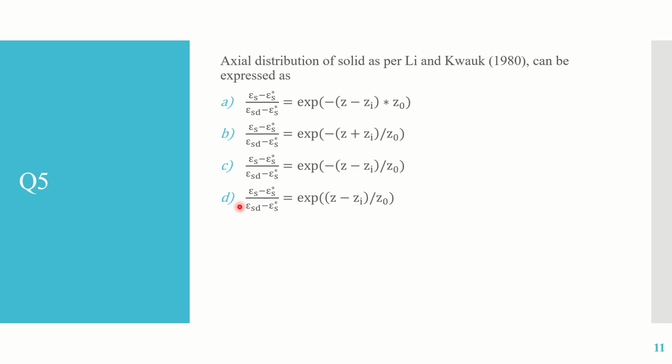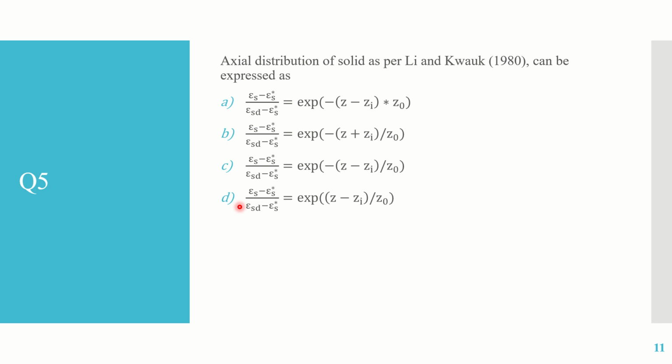So what is epsilon s star in this? Epsilon s star is the saturation carrying capacity of the gas. That is, it can carry only a certain amount of solids in it, and that fraction of solids is given by epsilon s star. And epsilon sd, as we have seen, varies depending on the solid distribution in that particular type of bed, such as bubbling bed, turbulent bed, or fast fluidization, within a certain range. Epsilon s is the solid fraction at that instant or position.